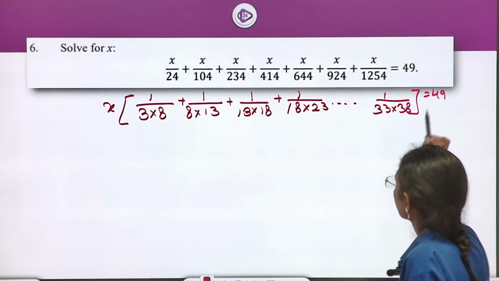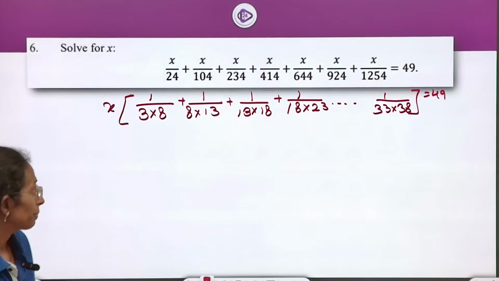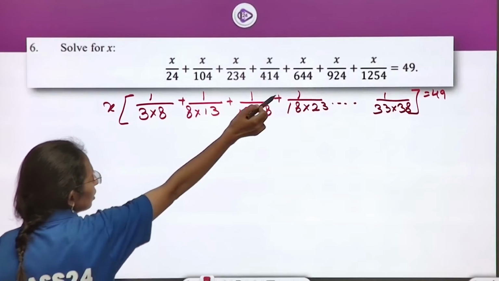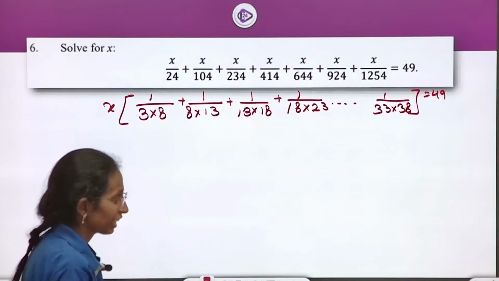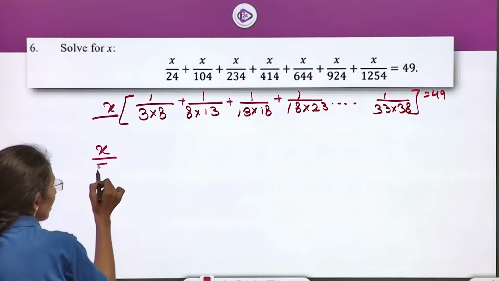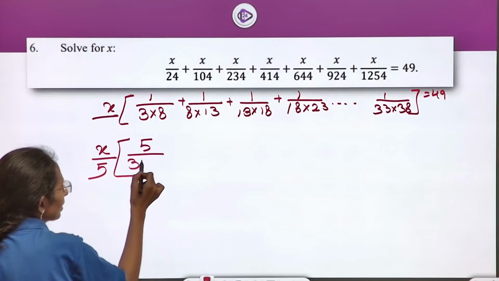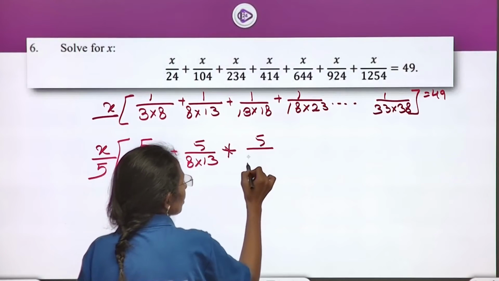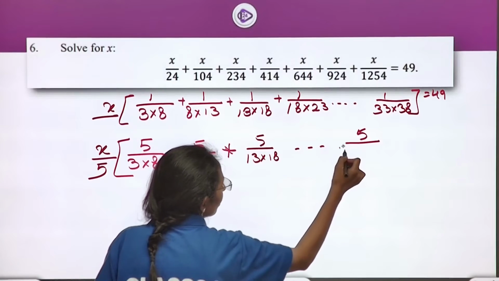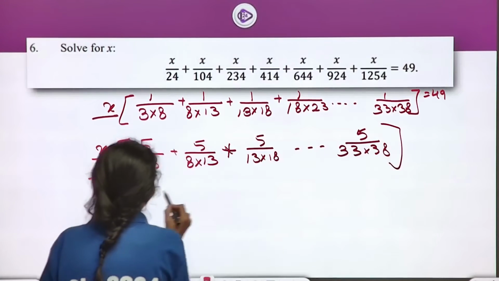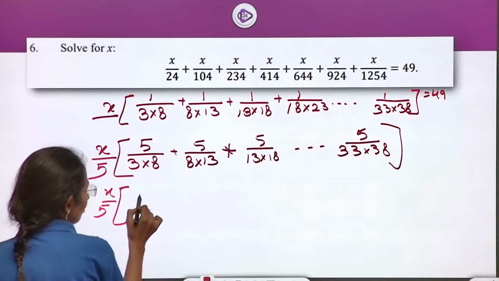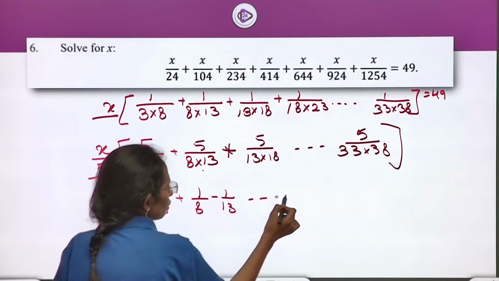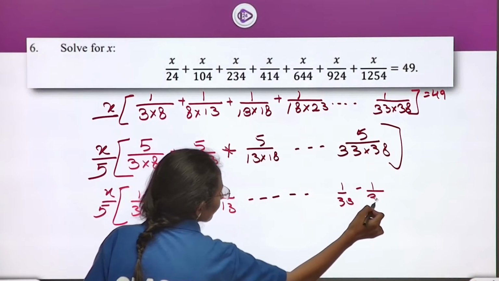Now this is equal to 49. Now we know how to simplify the telescopic series. The difference in every consecutive term is 5. So we multiply all the numerators by 5 and the denominators by 5 again, taking the 5 common outside, and the numerators become 5 upon 3 into 8, 5 upon 8 into 13, plus 5 upon 13 into 18, and so on till 5 upon 33 into 38. Now this can be broken into two parts: 1 by 3 minus 1 by 8, plus 1 by 8 minus 1 by 13, and so on till 1 by 33 minus 1 by 38.